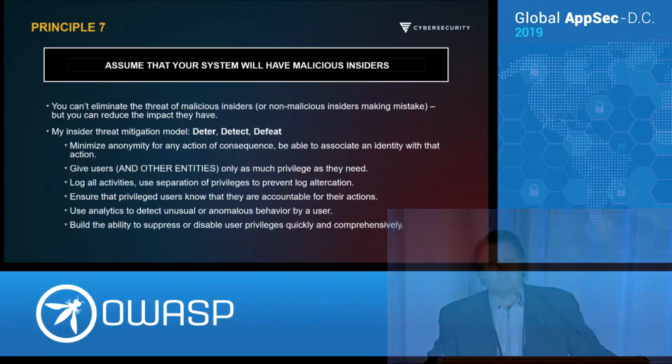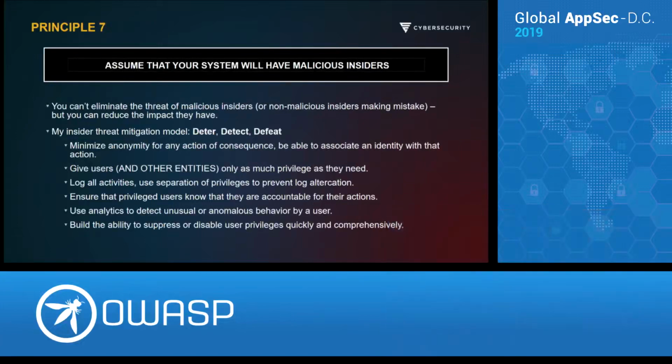Assume your system will have malicious insiders. Unfortunate truth these days. NSA has had its share of issues with this. You can't eliminate that threat because even an insider who isn't malicious but does something accidental and stupid can cause harm to your system. So you have to think about reducing that impact. My personal insider threat mitigation model is deter, detect, and defeat.